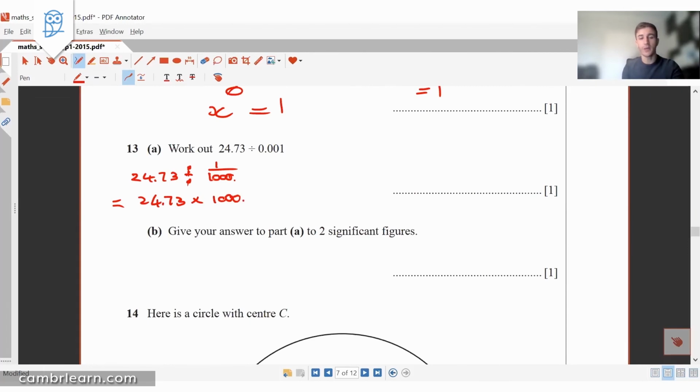And what do we do if we multiply by powers of 10? We just move our decimal point to the right. So this will move to the right 3 times. So my answer is just equal to 2473, where my decimal point moved from there 1 to 3 times. There we go. Easy stuff.